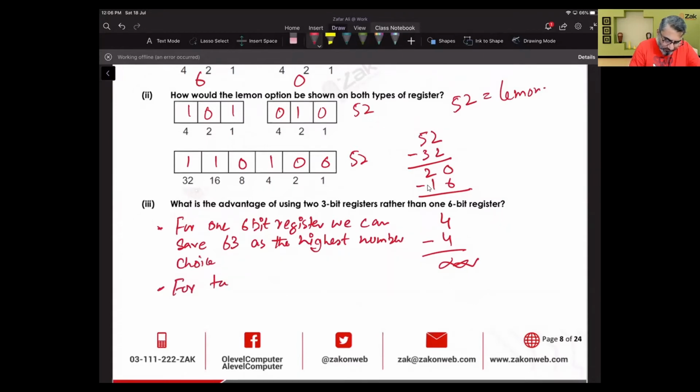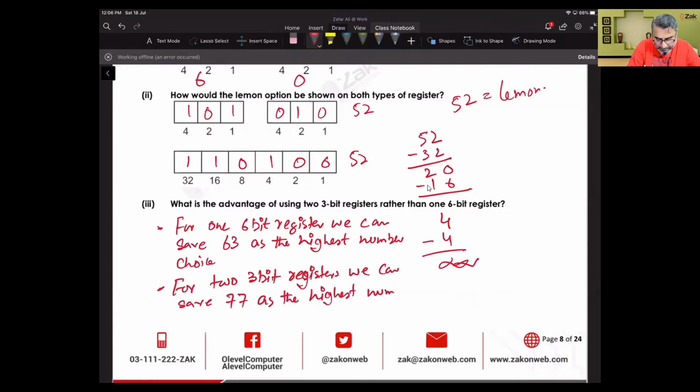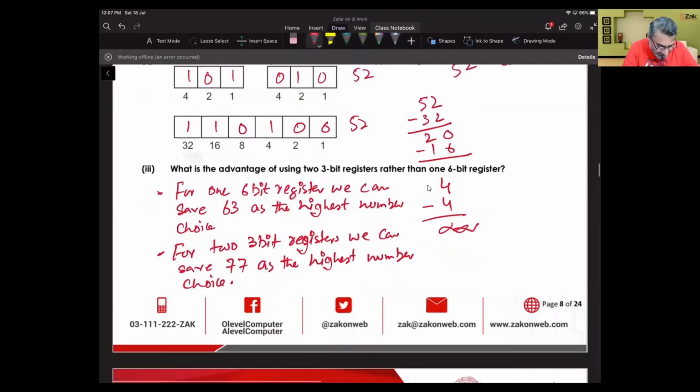For two 3-bit registers, we can save 77 as the highest number choice. All right. So for two 3-bit registers, we can save 77 as the highest number choice, and for one 6-bit register, we can save 63 as the highest number choice.